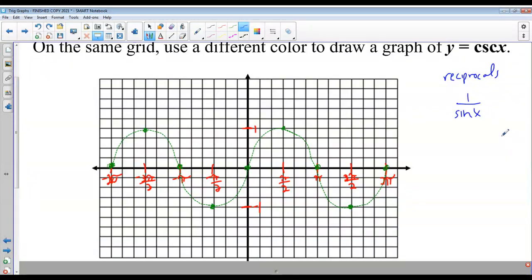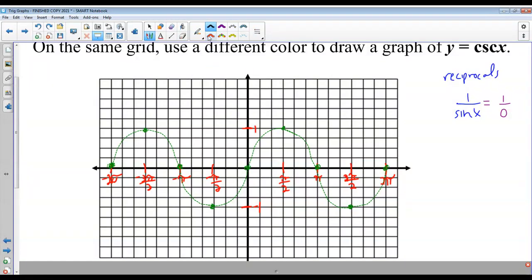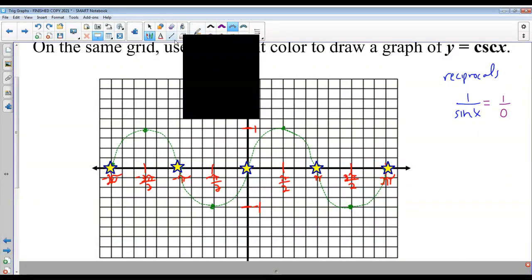So there's a really important note from that piece of information. If the sine of x is equal to 0, this function becomes 1 over 0, and it makes cosecant undefined. So first, really important note, I'm going to put little stars wherever the sine function is equal to 0. Where that function is equal to 0, it makes cosecant undefined.